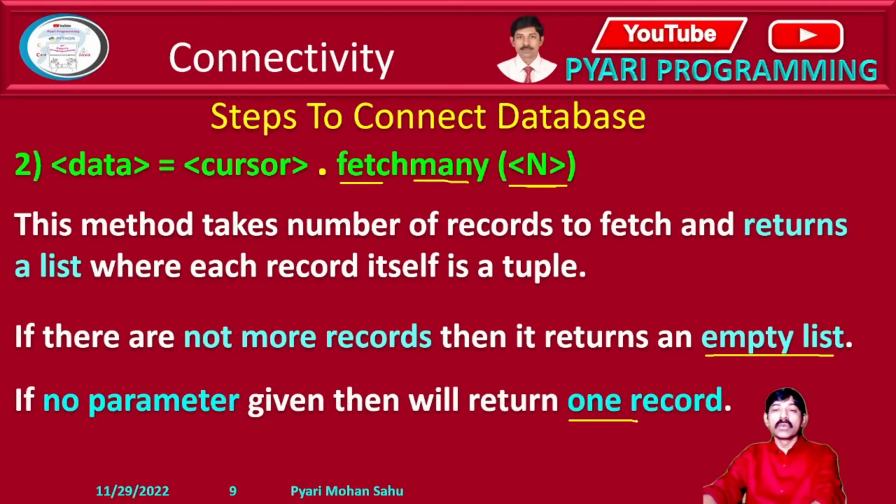So like this, if you understand everything, what is the parameter, what is the data type of the parameter, which object is going to call this method, what the function is going to return, what is the return type of the function, if nothing is available, what will happen?